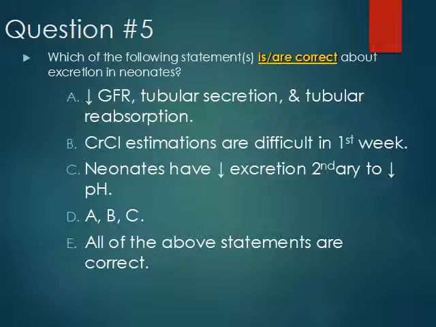Next, we'll talk about elimination of drugs within the kidneys. So which of the following would be correct about excretion in the neonates? They would have a decreased GFR, tubular secretion, and tubular reabsorption. Creatinine clearance estimations are difficult within the first week of life. Neonates have decreased excretion secondary to decreased pH. A, B, and C, or all the above statements are correct.